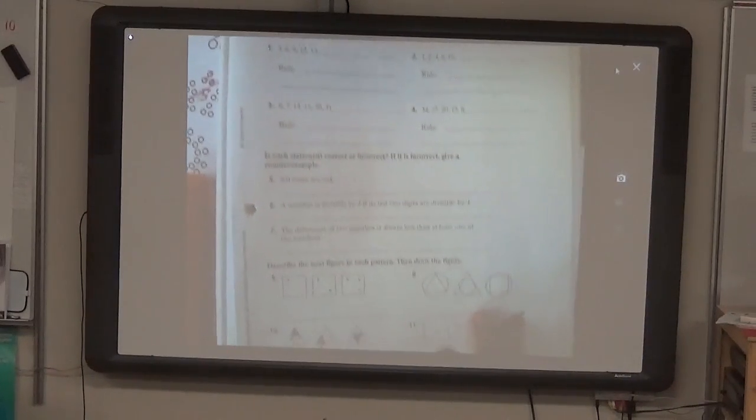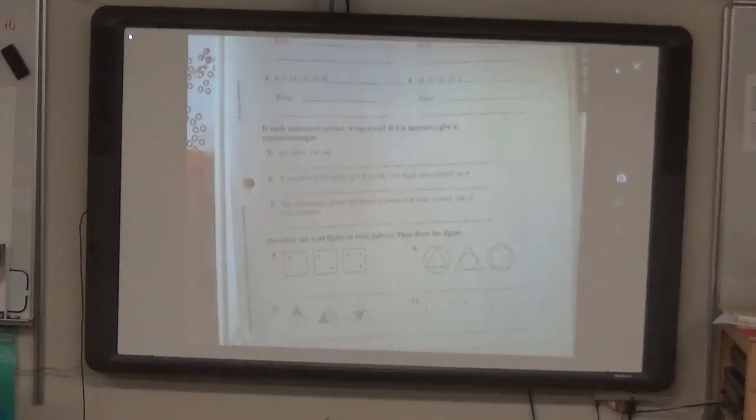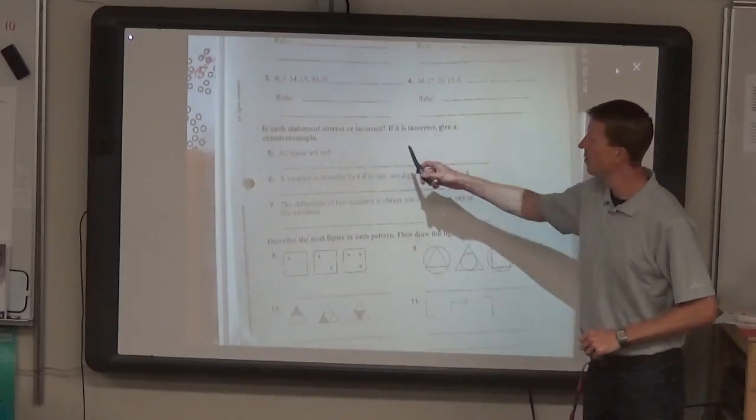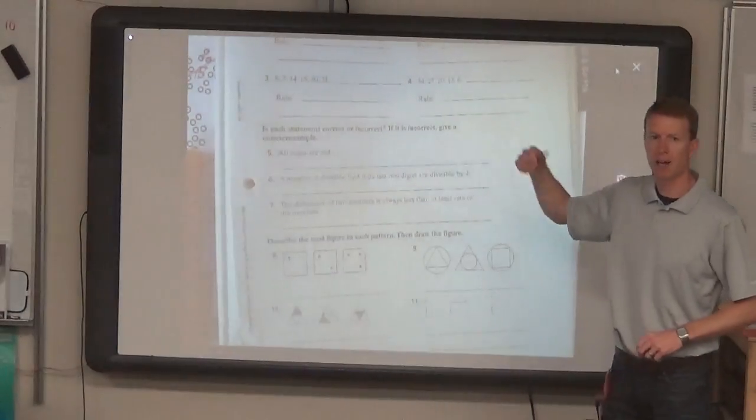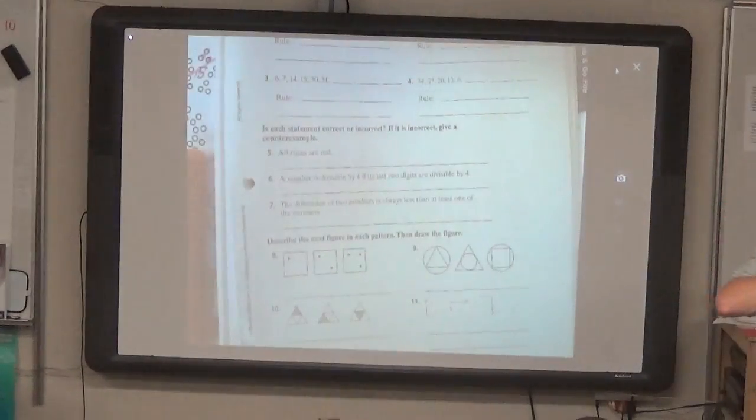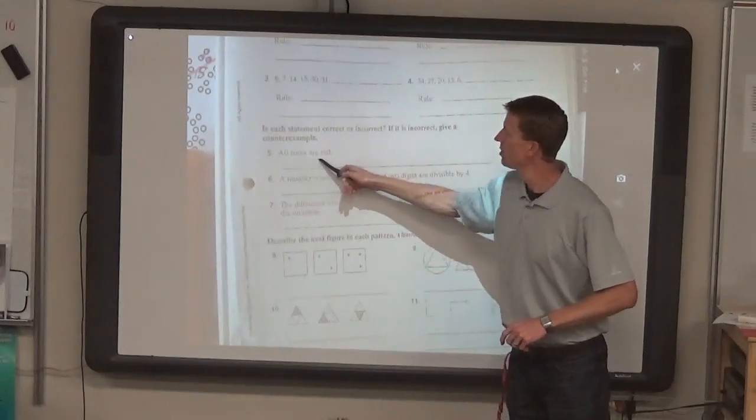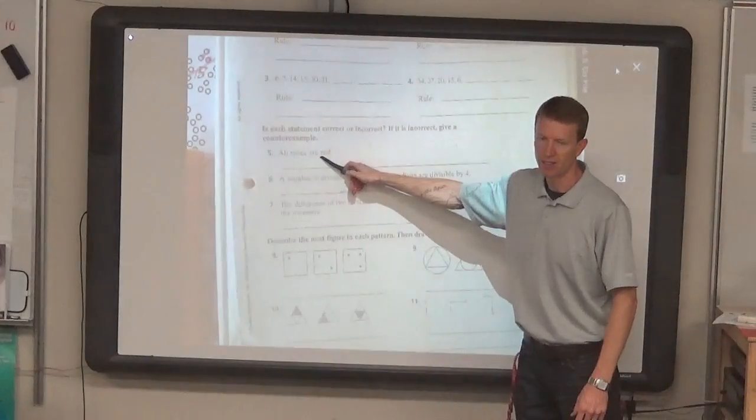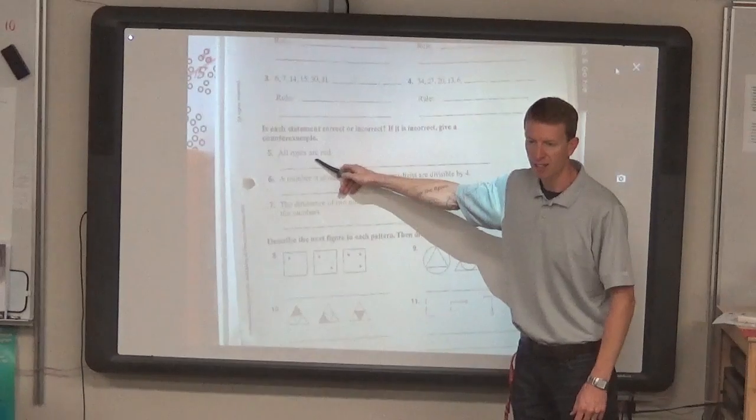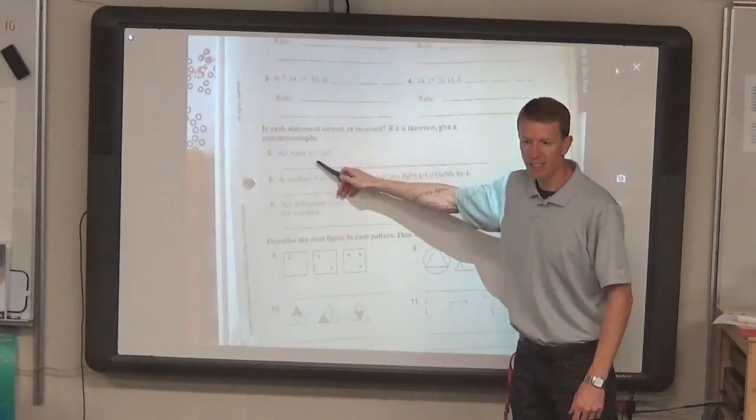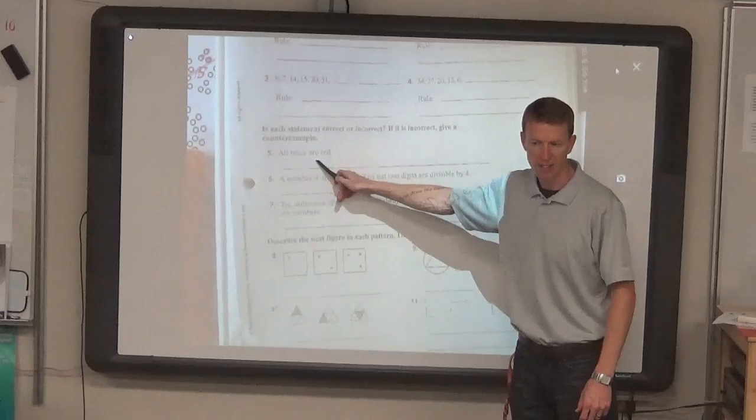Now, another part of this is figuring out if statements are true or false. And then figuring out if there is a counterexample. A counterexample is an example that goes against what is being stated. So, in the first statement, all roses are red. That's false, isn't it? A counterexample is an example that goes against the statement.